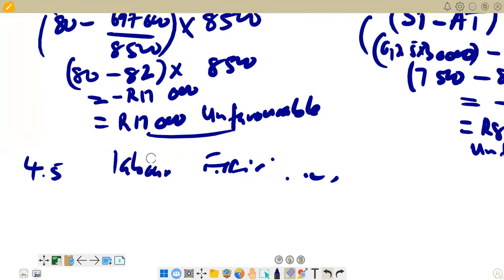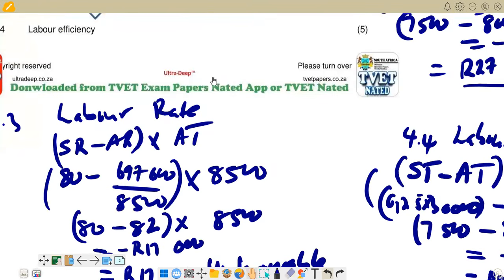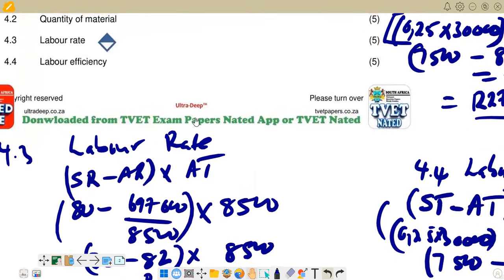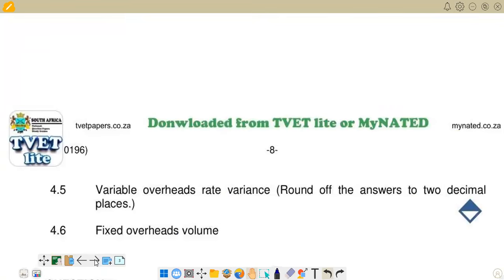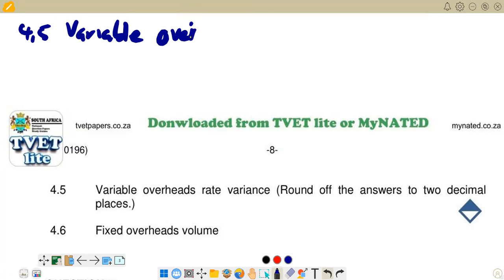We go to the next question. We try to go to the next question and see what we have. Right. If you go up there, we try to find out what we have next in terms of the next question. This is 4.4, so we are going to the next page to see what we have there. We are now on 4.5. So 4.5 is asking us to calculate variable overheads rate variance.